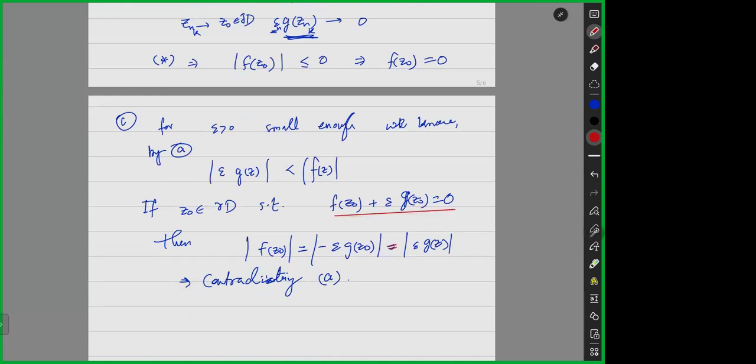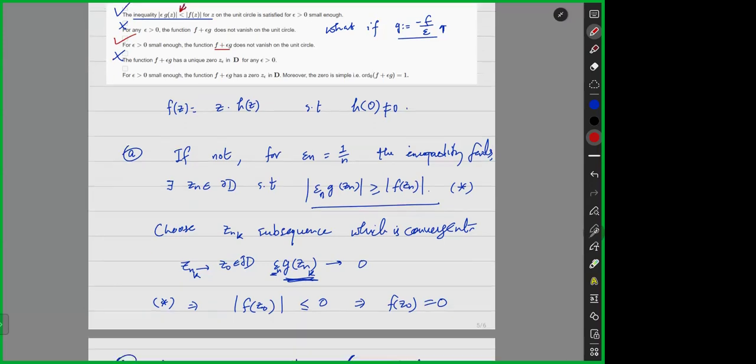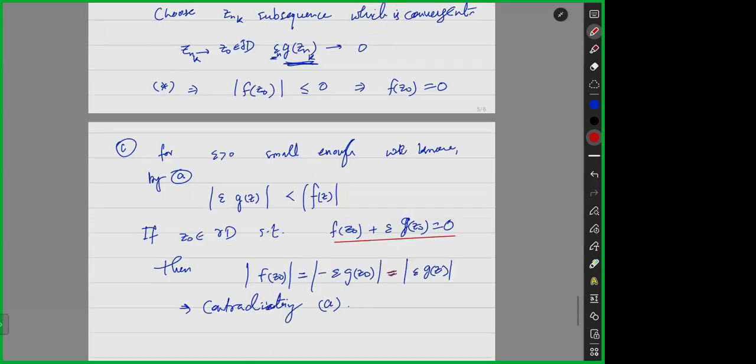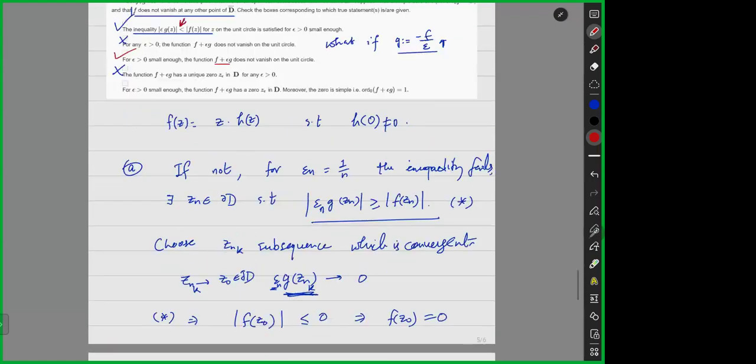So there is no point where the function f plus epsilon g vanishes. It vanishes nowhere on the unit circle. This option is correct. If it vanished, it would create a problem, a contradiction. So it does not vanish.